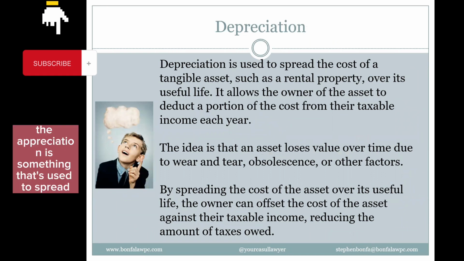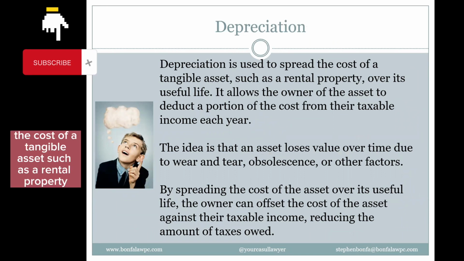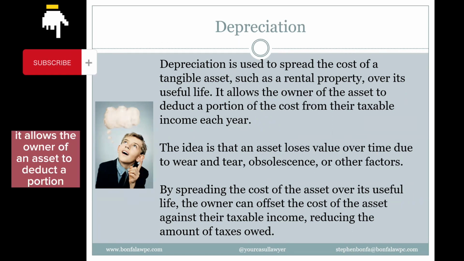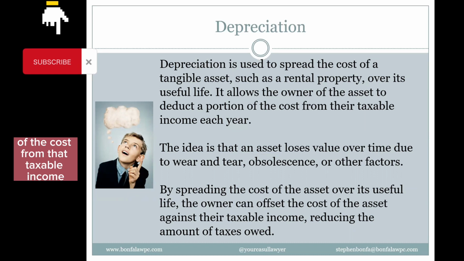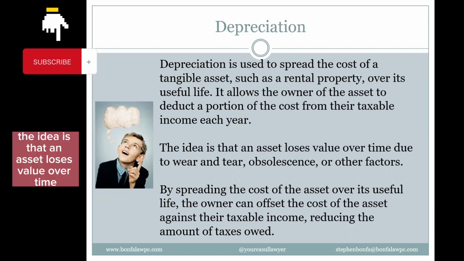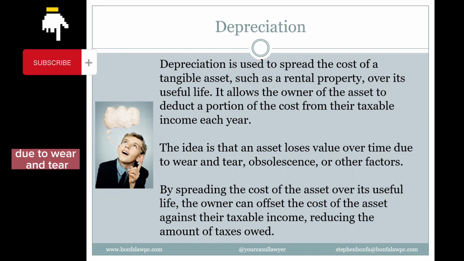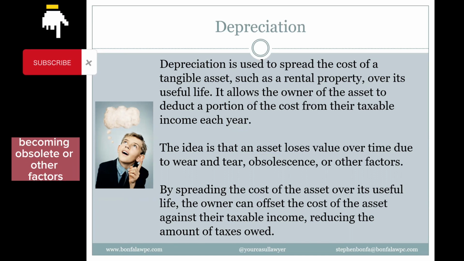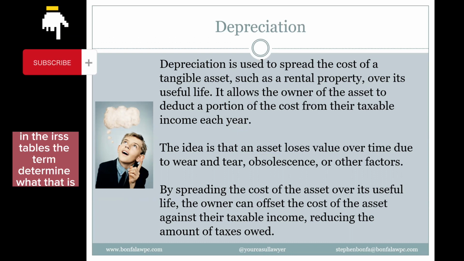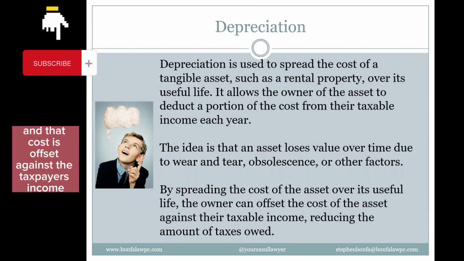Depreciation. Depreciation is something that's used to spread the cost of a tangible asset, such as a rental property, over its useful life. It allows the owner of an asset to deduct a portion of the cost from the taxable income, so it can lower your taxes. The idea is that an asset loses value over time due to wear and tear, becoming obsolete, or other factors. It spreads the cost of the asset over its useful life, and the IRS has tables to determine what that is. And that cost is offset against the taxpayer's income.